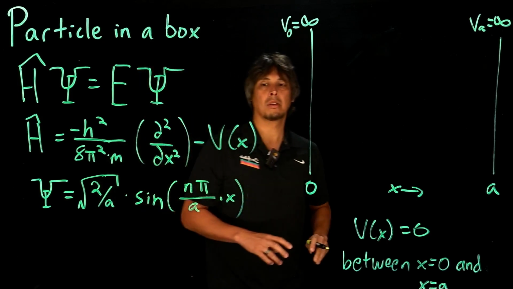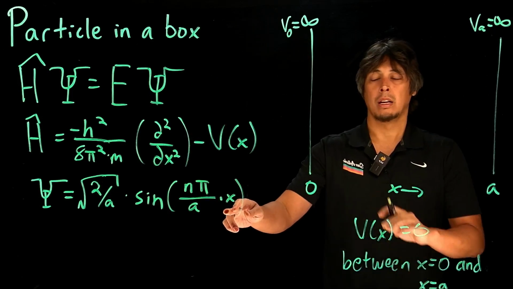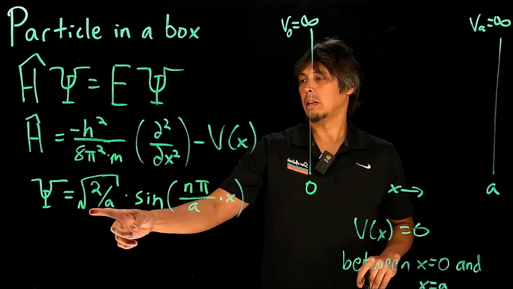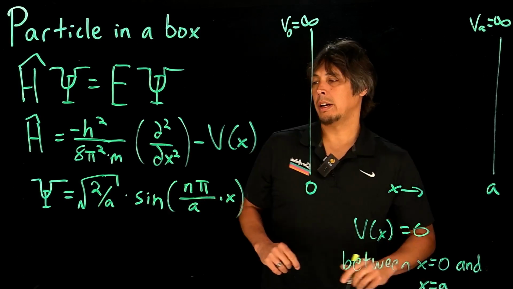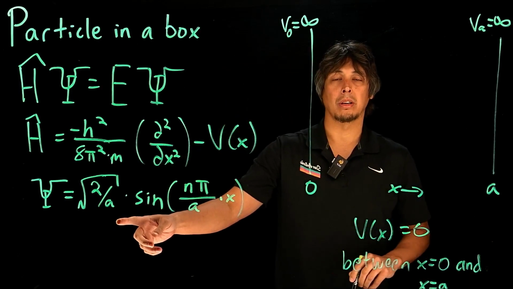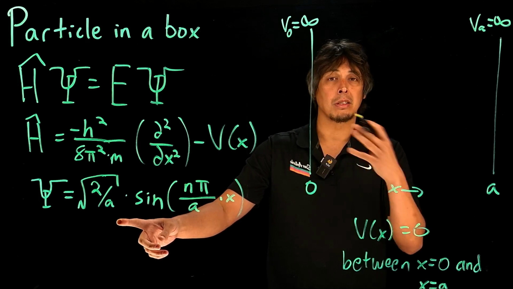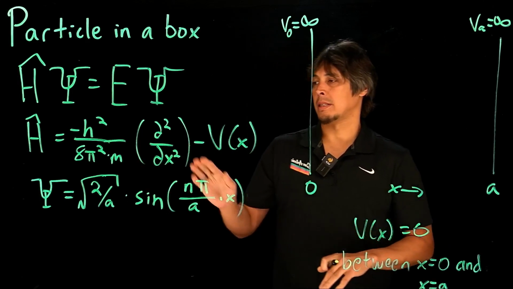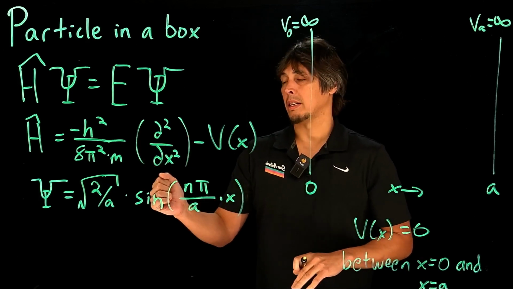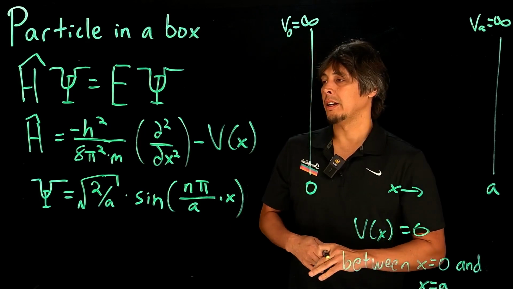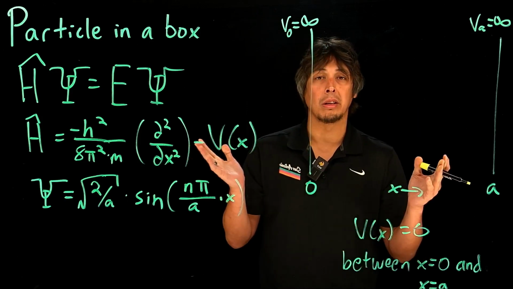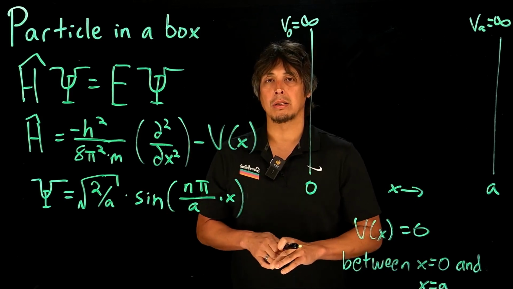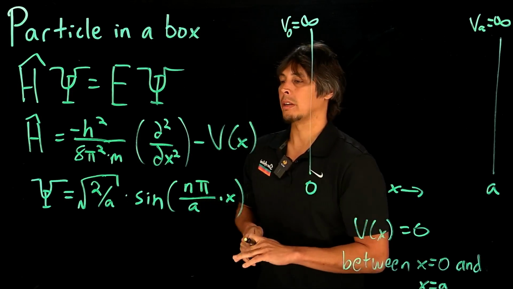So the function in terms of the position x within the box is equal to the square root of 2 over a. This is a normalization factor. Remember that wave functions need to be normalized, so if we do the wave function times the conjugate of the wave function and integrate over all space, we need this to be equal to 1. This is the normalization factor that allows for that condition.